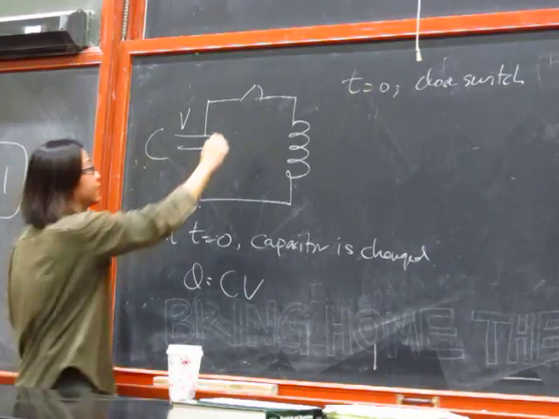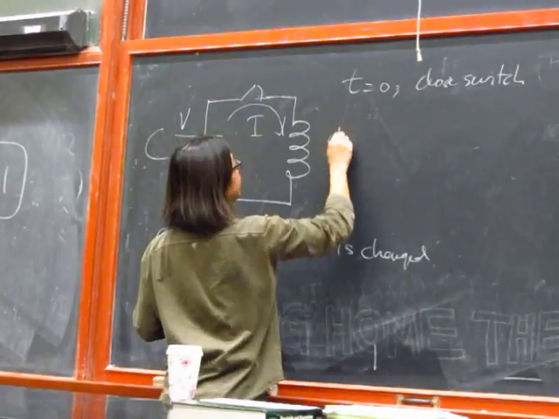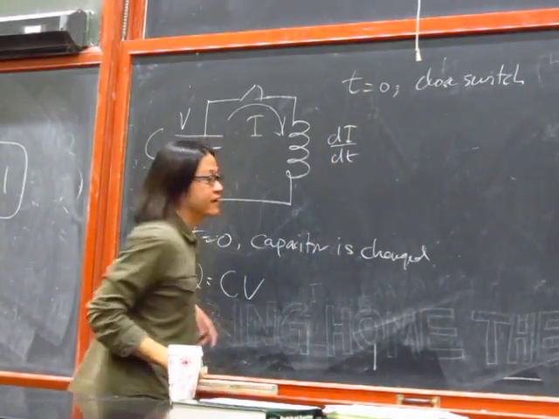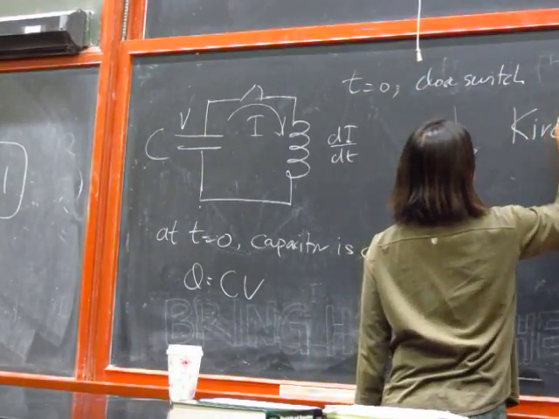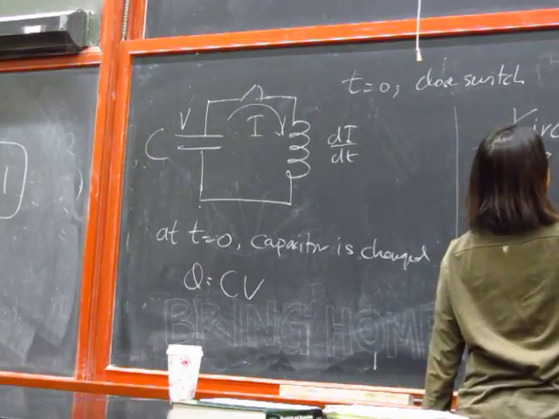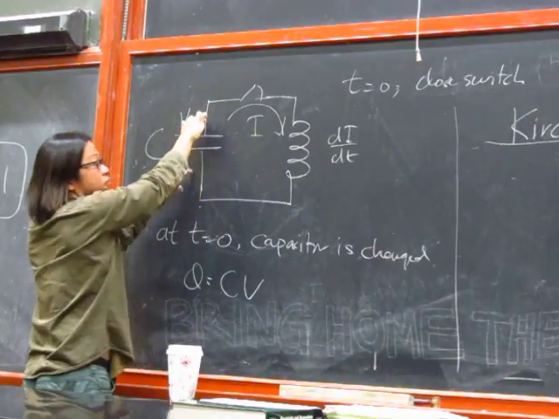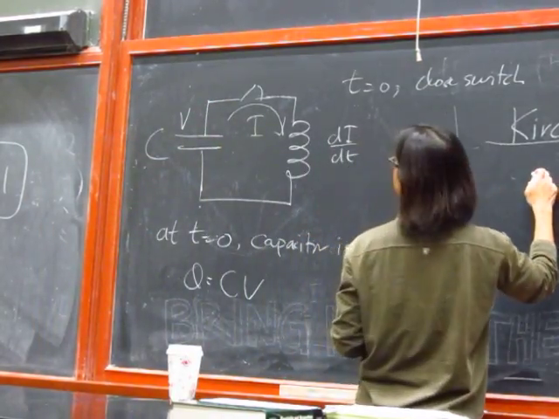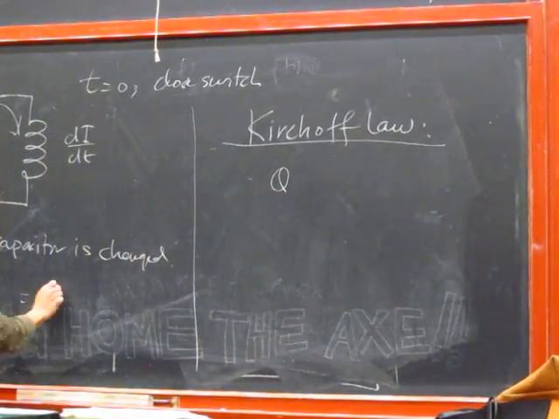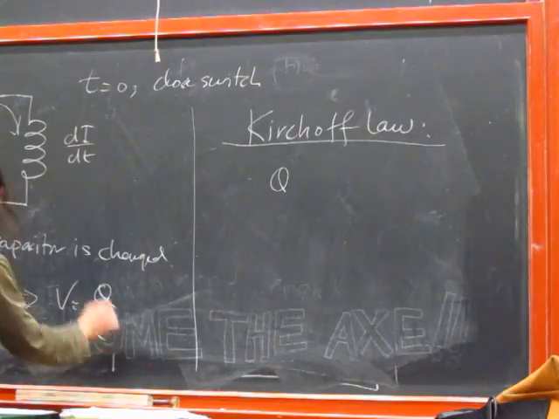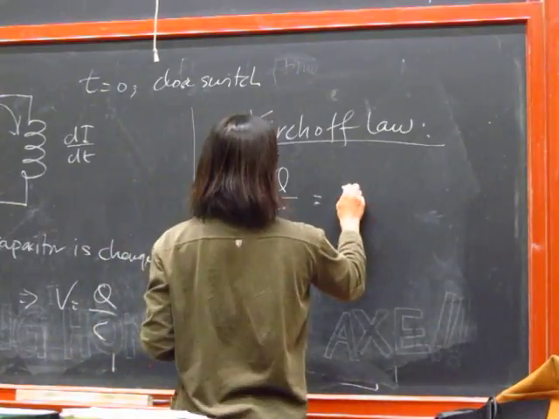What happens? Current starts to flow, and there is di/dt. If I look at the Kirchhoff law, then the voltage drop across the capacitor, V, is equal to Q over C. That is equal to L di/dt.